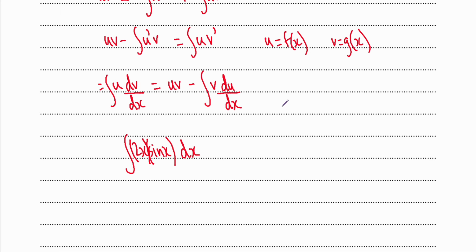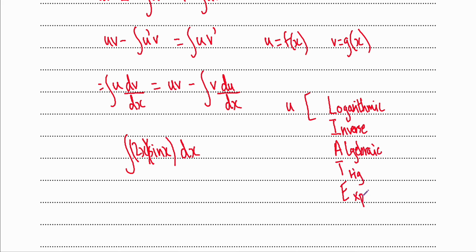This is how you usually choose u. You do this, it's called LIATE. This is just an acronym. LIATE: L is logarithmic functions, I is inverse functions, A is algebraic functions, like the x that we see right here, T is trig functions, and E is exponential functions. So we choose u to be whichever of these comes first.